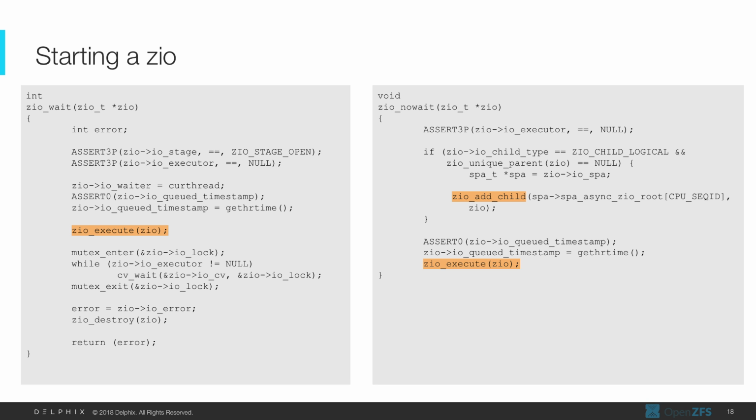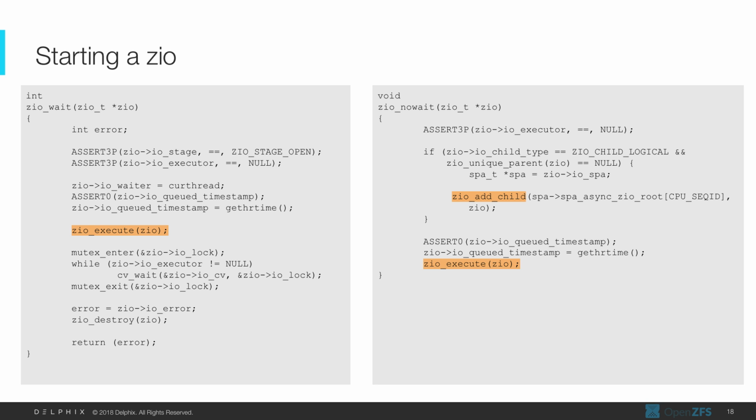We do, however, add this special call to the ZIO add child here. And the reason for this is that we have to have a way to keep track of true asynchronous I/Os. The case in point here is, let's say you've gone off, you created a bunch of ZIOs, and you did a ZIO nowait on them, they're off and running, and now you want to export your pool. How do we know when those I/Os are done?